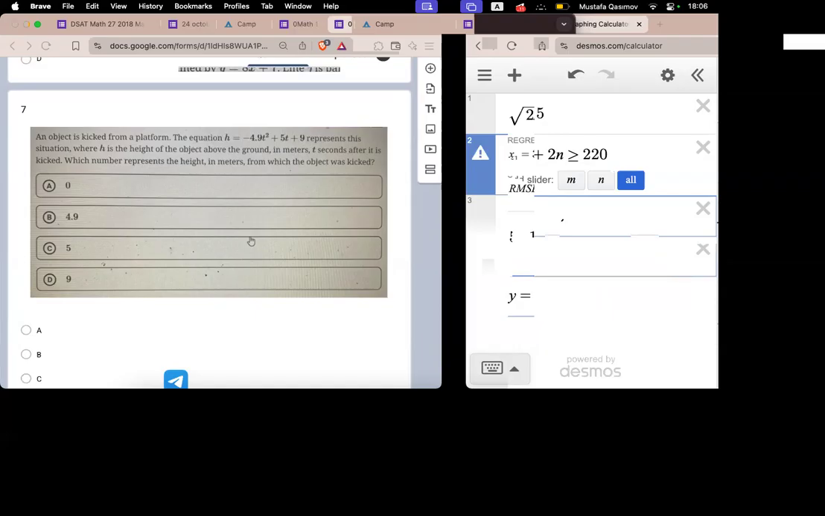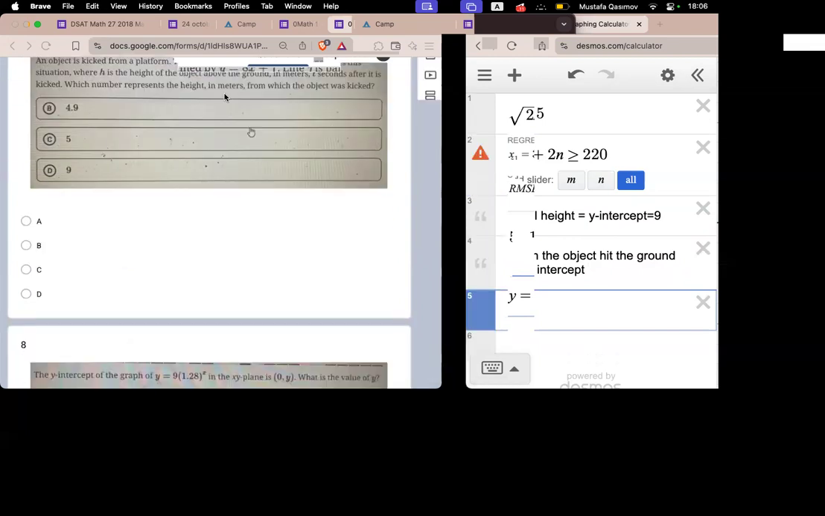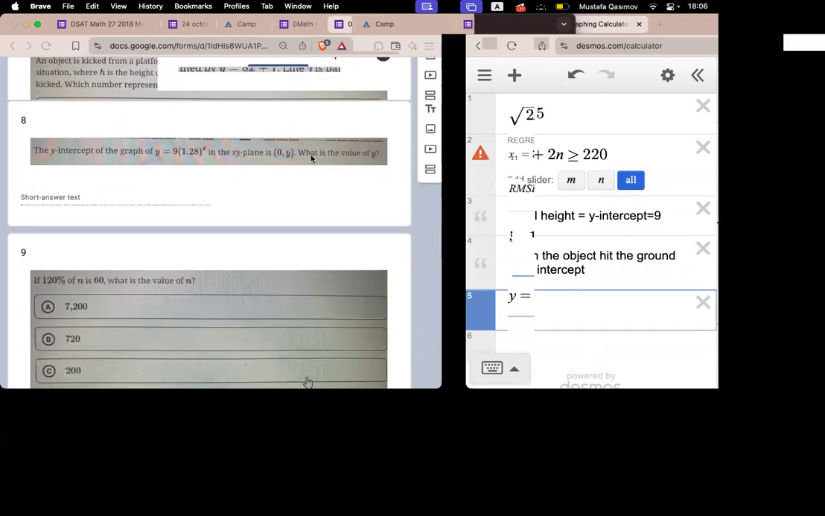If it's initial speed, it is 5. If it's acceleration, it is negative 4.9. And if it asks when the object hits the ground, it is the x-intercept. And if it asks about the maximum value, it is the y-vertex. Here you have to write 0 instead of x, it will be 9.